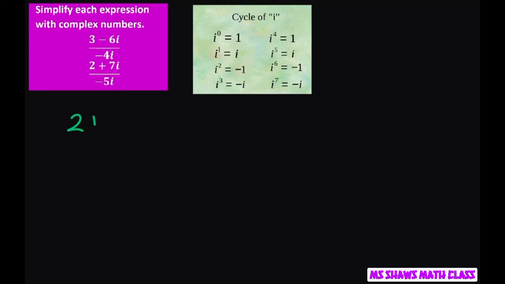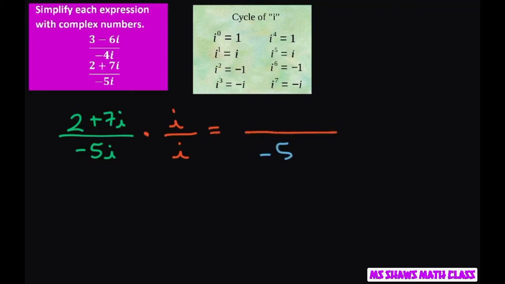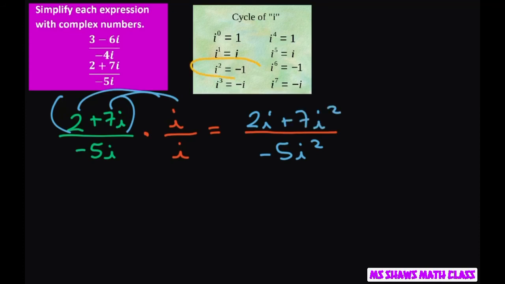All right, so the next one, let's do the same thing. So we have 2 plus 7i divided by negative 5i. We're going to do the same process. Multiply the denominator and the numerator by i. So in the denominator, you're going to get negative 5i squared. And then make sure you multiply both of these terms. You get 2i plus 7i squared. Then substitute your i squared with negative 1. So everywhere there's an i squared, put negative 1.